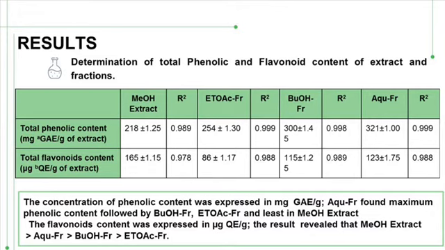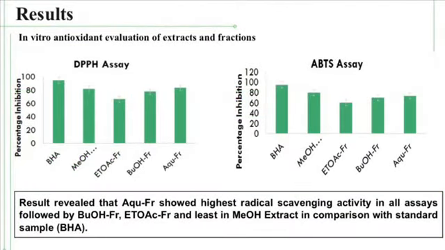86. We determined the in vitro antioxidant activity of our extract and fractions using two methods, the DPPH assay and the ABTS assay. As you can see in our tables, the aqueous fraction had the highest radical scavenging activities in both assays, followed by the butanol fraction, then the ethyl acetate fraction, and the least radical scavenging activity was observed in the methanolic extract in comparison to our standard, which is butylated hydroxyanisole.